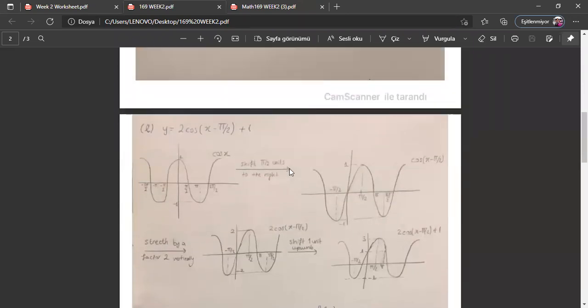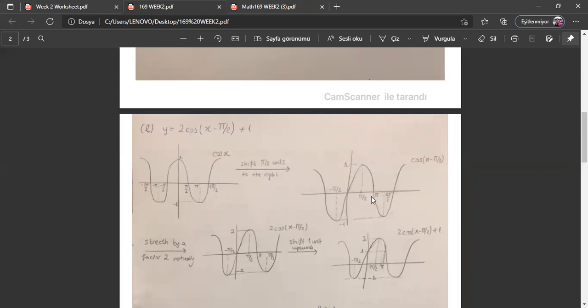Now we have this one. Here we have 2 cosinus of x minus pi/2 plus 1. Okay, let's sketch first this one, cosinus x minus pi/2. So we already know the graph of cosinus from the first week again. Now to find this part only, cosinus x minus pi/2, we need to shift this one's graph pi/2 units to the right.